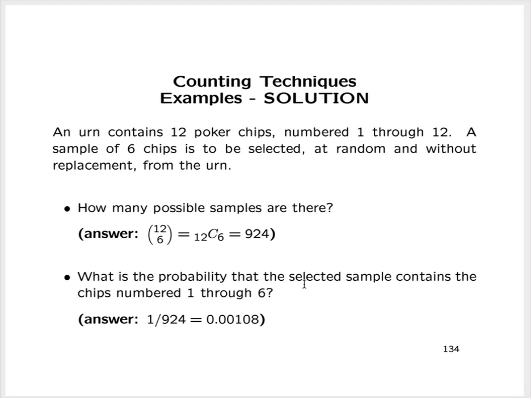Now, there's only one way for the sample of chips that we've selected to have the numbers 1 through 6. That's the only way that can happen. So there's one way to do that. And so the probability of selecting the chips labeled 1 through 6 out of that urn is 1 out of 924, which is 0.00101.